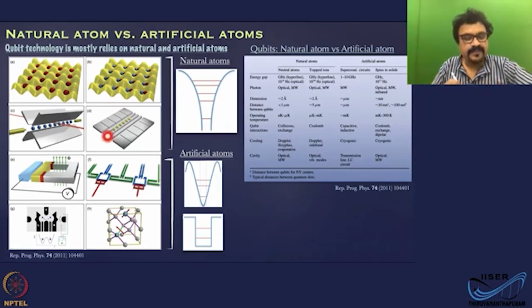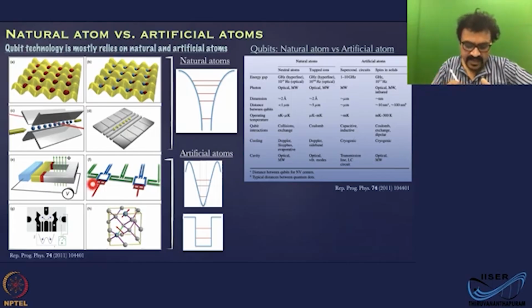The second two, this also we have discussed, use ions, which are trapped using electric and magnetic fields. And there are a couple of different configurations. The recent development is micro ion traps, where the whole thing can be realized on a chip.